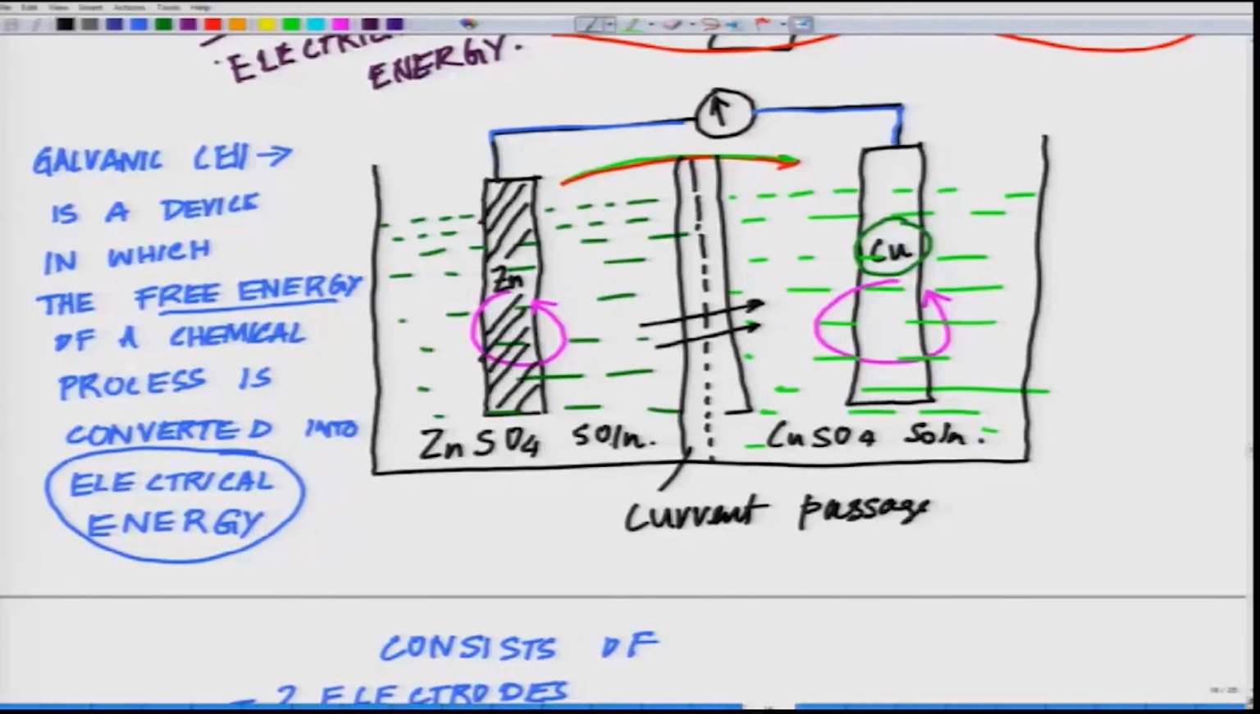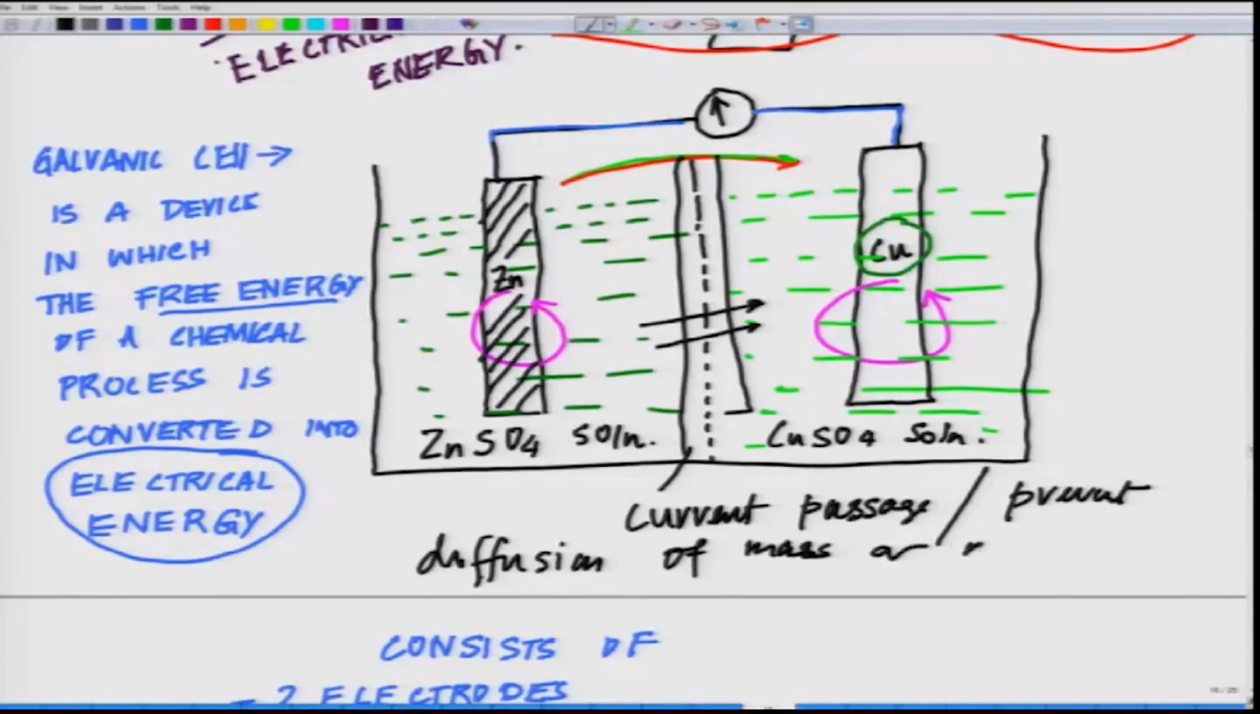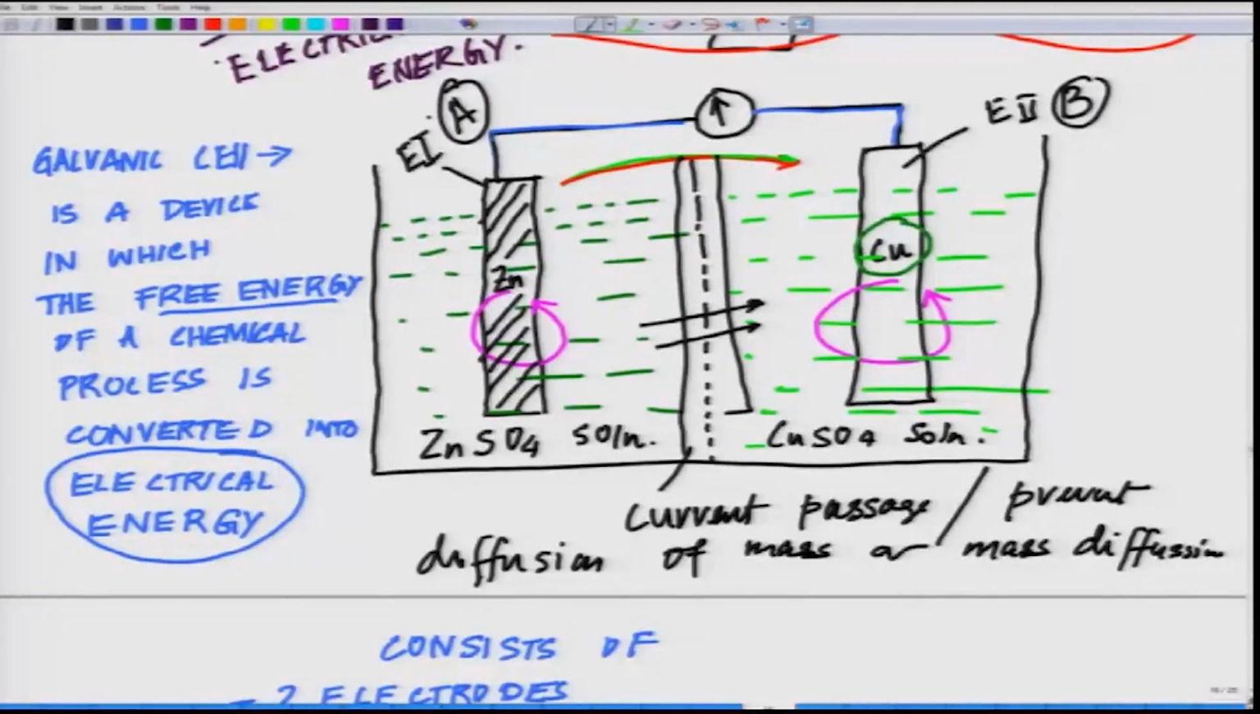But it prevents mass diffusion, or diffusion of mass. It does not allow these huge salts to move through it. Zinc and copper are the two electrodes. Here you have electrode 1, here you have electrode 2, and you can name them A and B, whichever way you like to place them.